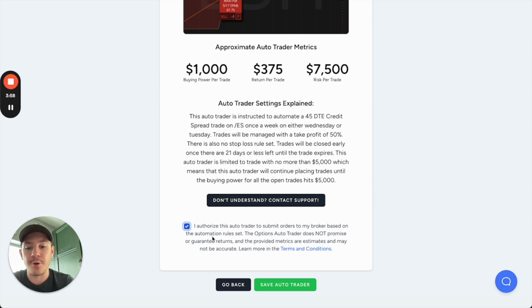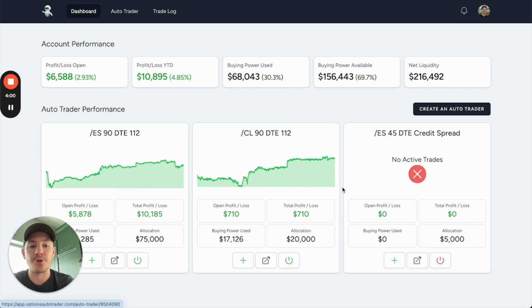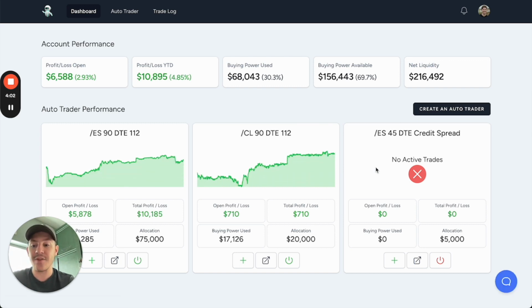Awesome. Once I approve that, I click to authorize and I save the auto trader. And again, it's not live yet, but if I want to turn this auto trader on, I just click set on live, and then now I have a completely automated credit spread strategy to be managed for me. So that's how easy it is to set up an automated credit spread strategy that will make money for you every single month.